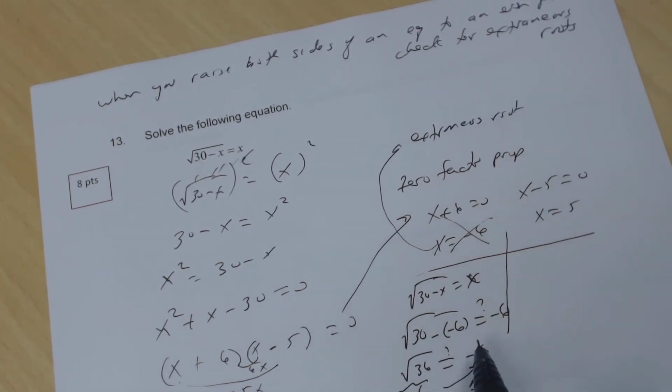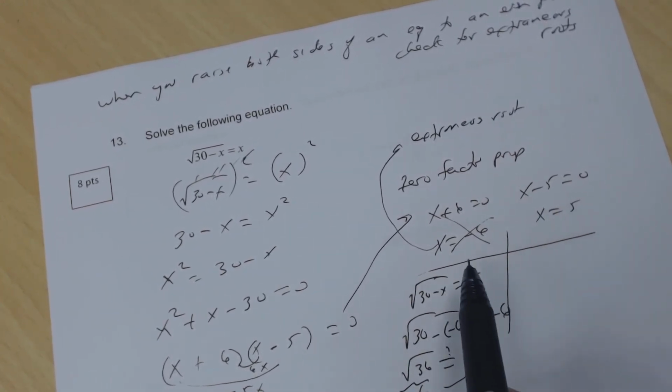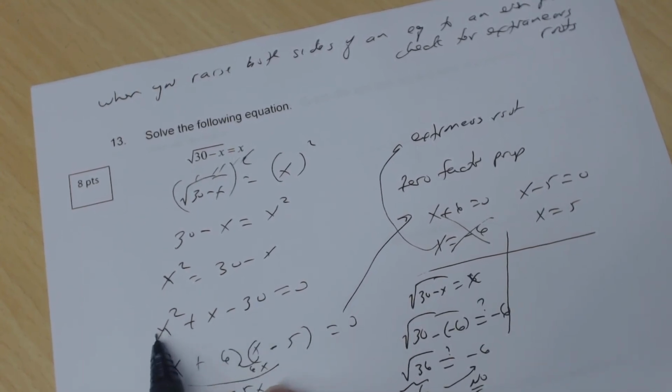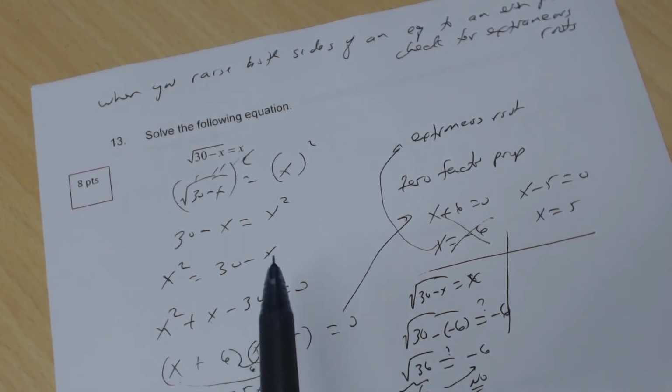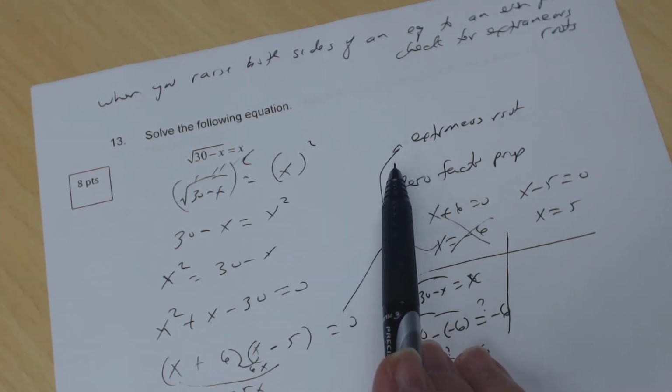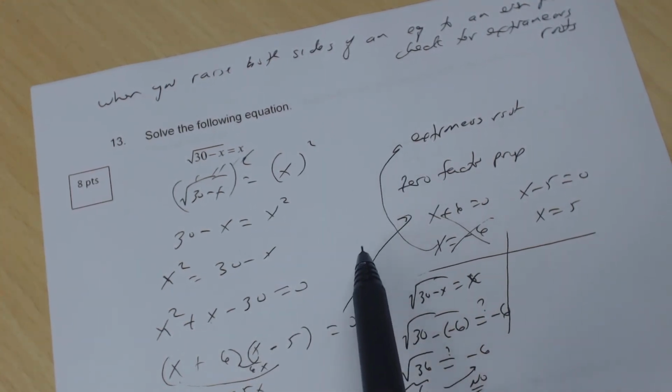So notice that negative 6 is a solution to this equation right here, and you can check it. Negative 6 times itself is 36. 36 plus a negative 6 is 30, and then 30 minus 30 is 0. So it does check. It is a solution to this, but it's not a solution to the original. That's why you always have to check for extraneous roots when you raise both sides to an even power.